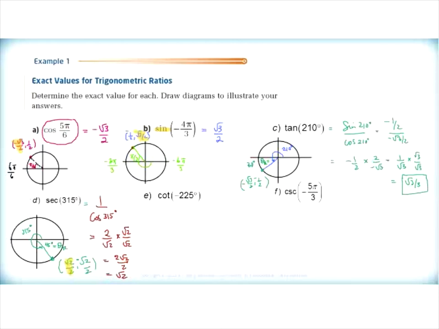2 root 2 over 2 is simplified to root 2 because, again, the 2's will cancel here, of course. So there's how we found the secant of 315. Now we've got to do the cotangent of negative 225.